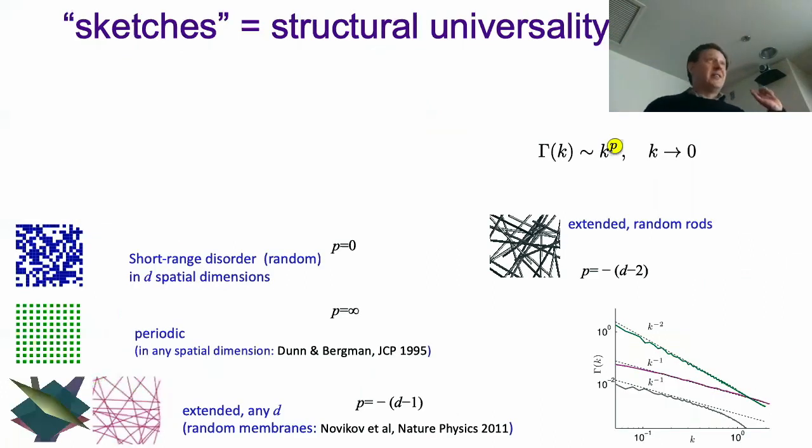And in fact, you can then start classifying different types of randomness according to this power law behavior of the correlation function. So I said, the question is how to draw sketches correctly. Well, we can have samples that are very complex on the very short scale, but they can look on the large scale like a short-range disorder sample in any dimension, or periodic in any dimension.